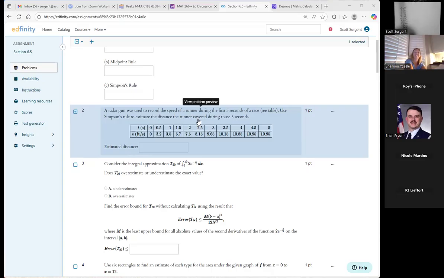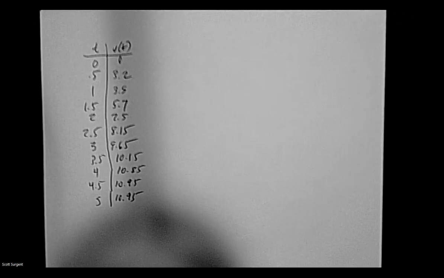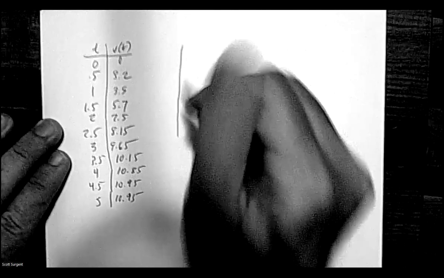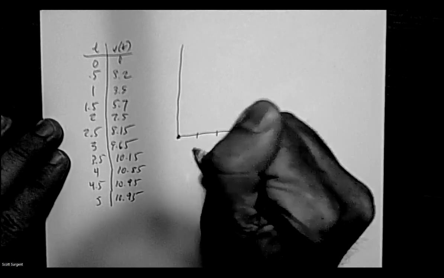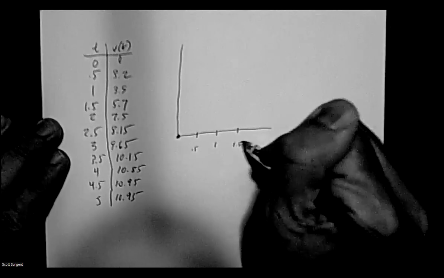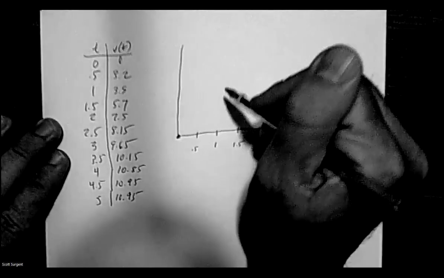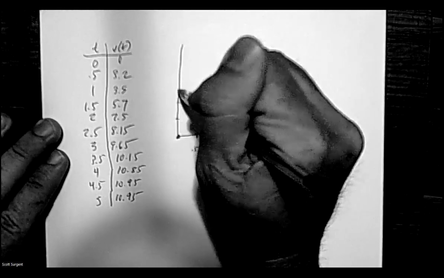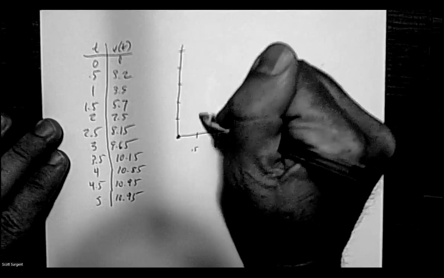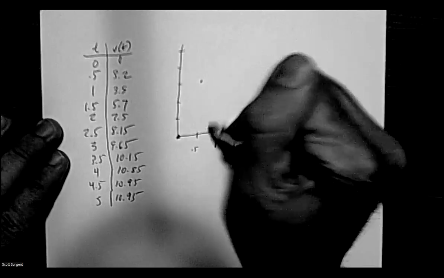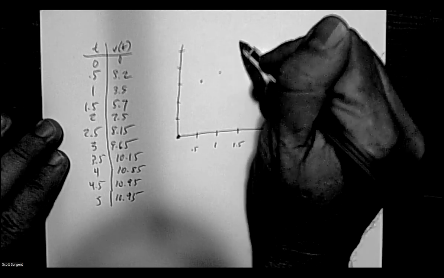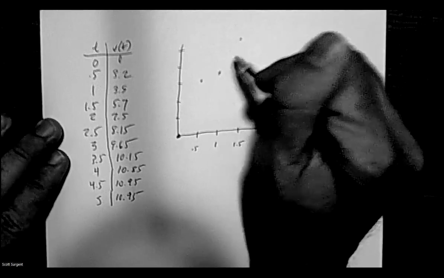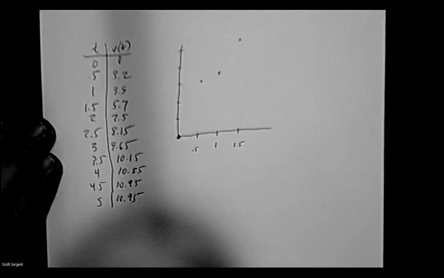All right. I'll plot a couple of them just to give you a picture. So 0 plots to 0. We'll call this 0.5 and 1 and 1.5 and so on. 0.5 plots to 3.2. 1 plots to 3.5. 1.5 plots to 5.7. So once they get the idea going, then it just carries through.